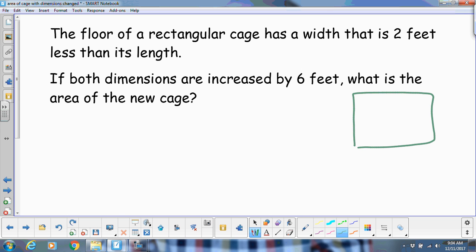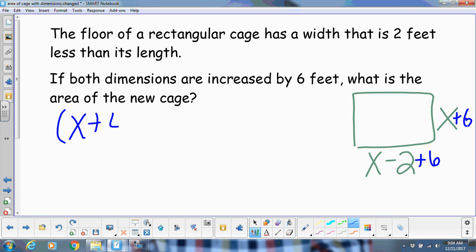2 feet less than its length. So what's that give you? x minus 2, and we still have x. Both dimensions are increased by 6, so we're going to go in and add 6. Now pay attention. What is negative 2 plus 6? Positive 4. So now you're multiplying x plus 4 and x plus 6. Is everybody with me? Got to know those integer rules. All right, let's do that.